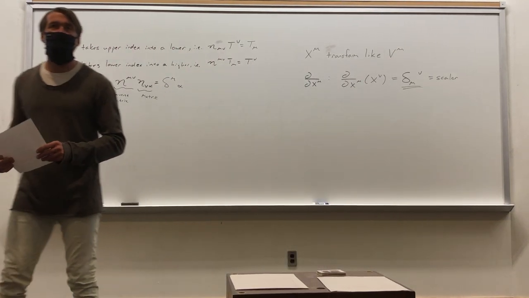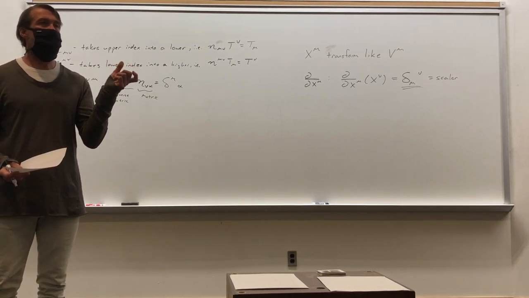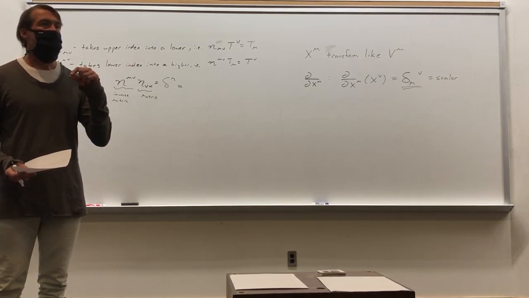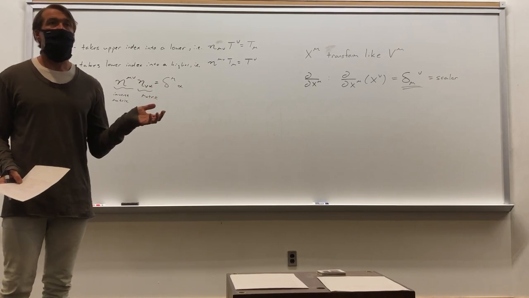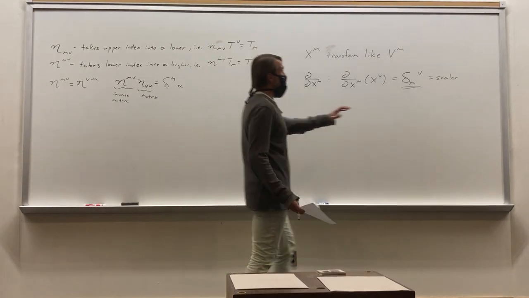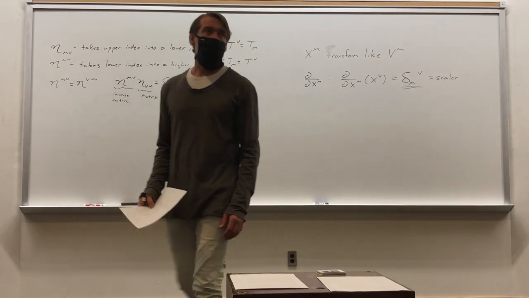The Dirac delta function is special because of its definition. It's just saying if the two indices are the same, it's 1, and if the two indices are not the same, it's 0. And that doesn't care what coordinate system you're in. So this one's weird. This is an indexed scalar. We won't use it much. We'll just use it in proofs like this.